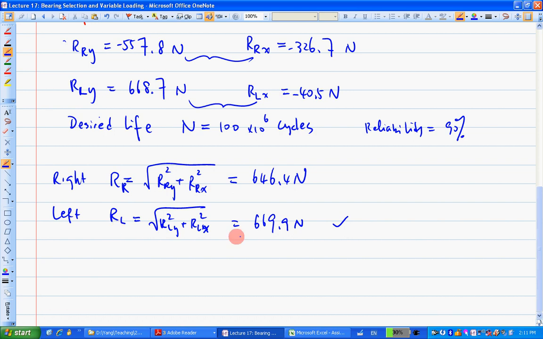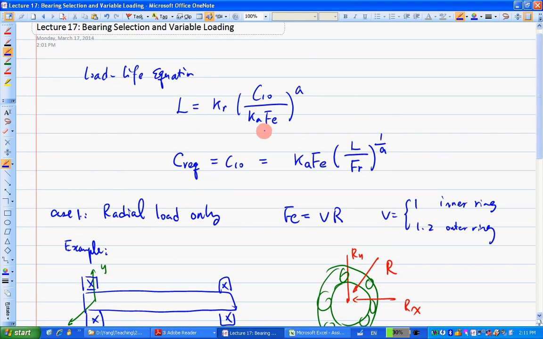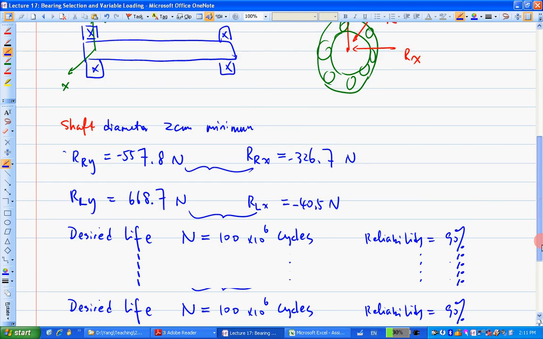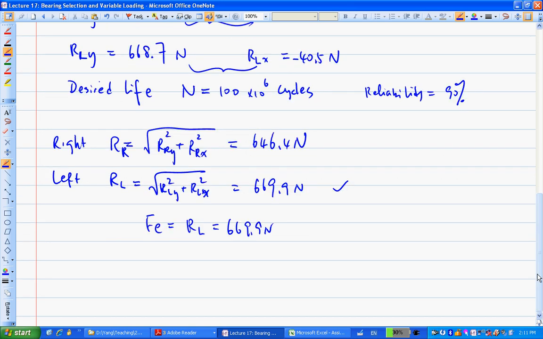So essentially, this number, which one is this? This is FE here. It's an inner ring rotation, so V is 1, so this is going to be our equivalent load, FE, for the calculation, okay? So FE equals RL, which is 9.9 newton, okay? So once we have this, based on this, it gives you the desired life.